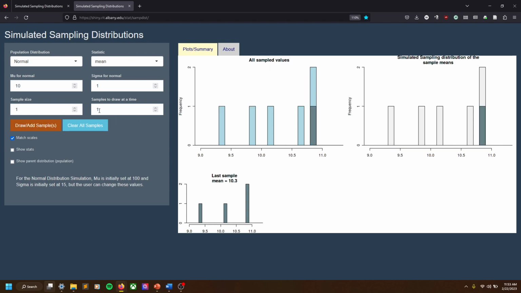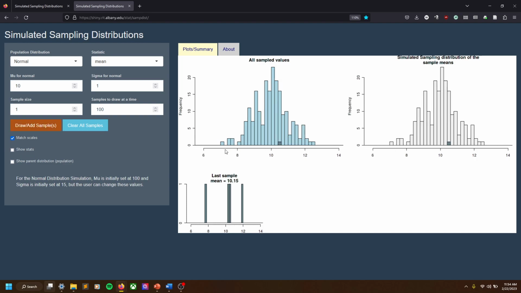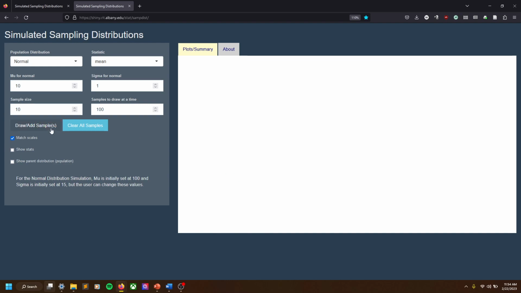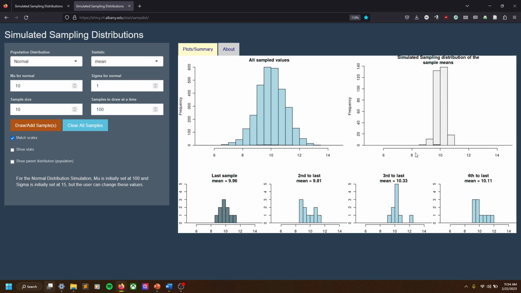And so we continue doing this. Let's go ahead and do 100 samples at once. And there we can see it: all our sample values, in this case, are essentially identical because the sample size is 1. So all the sample values look the same. Let's kick the sample size up to 10. And by doing that, even here, we're seeing a narrower sampling distribution because, again, increasing the sample size, especially when we have a normal population distribution, is decreasing the standard error and showing us a much narrower sampling distribution.